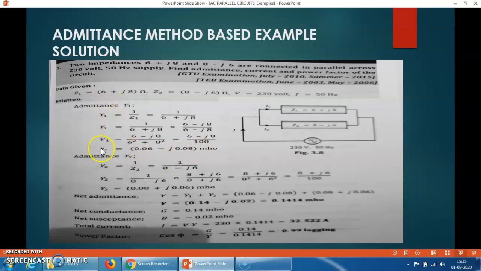Now similarly find out Y2. Y2 is equal to what? The admittance of the second branch. So Y2 is equal to 1/Z2.